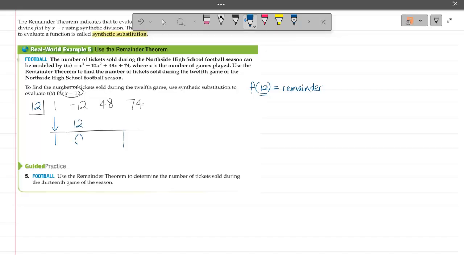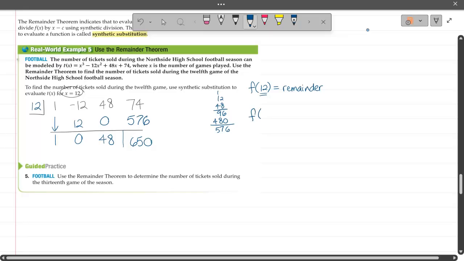12 times 1 is 12. When we combine, we get 0. 12 times 0 is 0. When we combine, we get 48. 12 times 48. Again, if you have a calculator handy, that will help. If you don't, you're just going to multiply them right here and get 576. And then when I combine those, I get 650. This means that if we're talking about the 12th game, they can expect to sell 650 tickets.